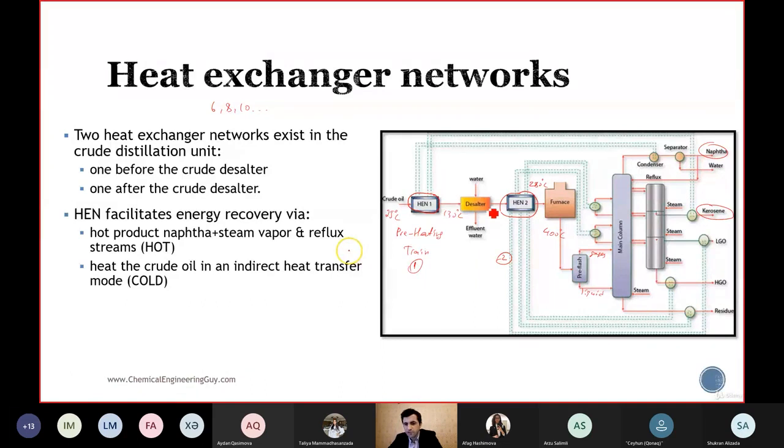We use HGO. You can see the dashed lines. LGO is light gas oil. HGO is heavy gas oil. Gas oil is diesel, light diesel, heavy diesel, and residue. A question: assume we don't have HEN2, what will happen?